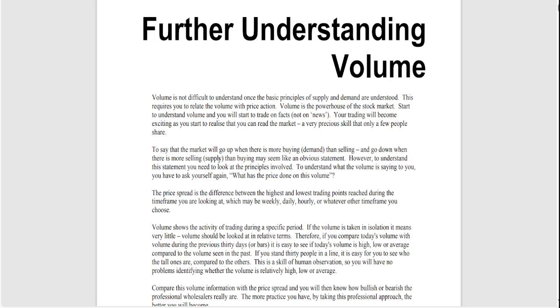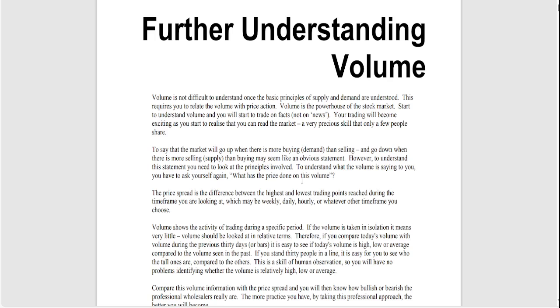That is basically the formula of the market: when there is more buying, it creates demand, and demand overrules supply. The imbalance of supply and demand, with demand on the higher side, will make the market go towards the upside. However, to understand this statement, you need to look at different principles. To understand what volume is saying to you, you have to ask yourself: what has the price done on this volume?